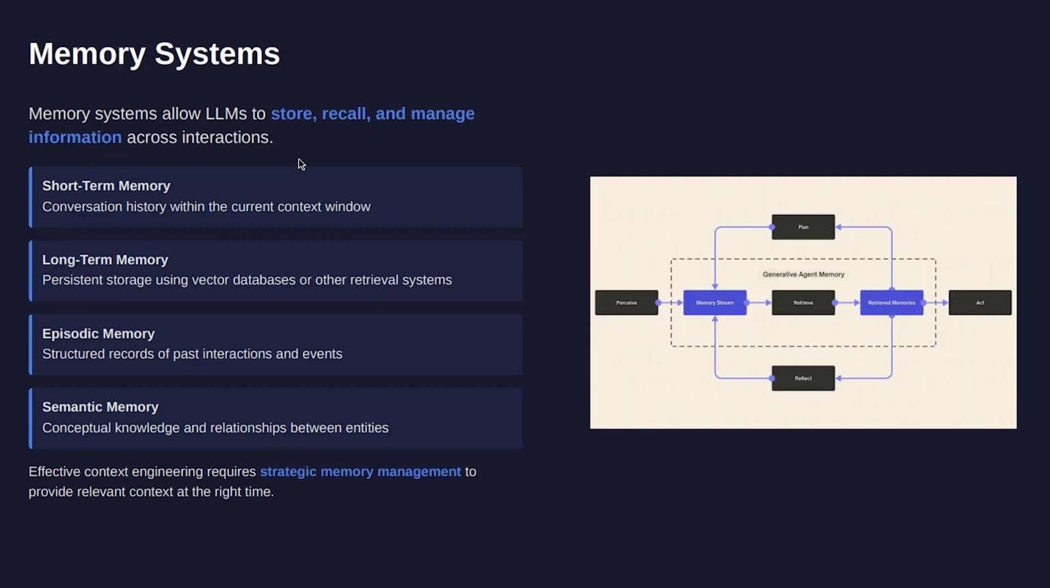So first of all, let's start with the memory systems. The memory systems allow the LLMs to store, retrieve, and also manage information across multiple interactions. The first one is short-term memory, which is essentially the conversation history for a specific task. Let's say you open up a new chat window, the short-term memory will be your interactions with this new chat window.